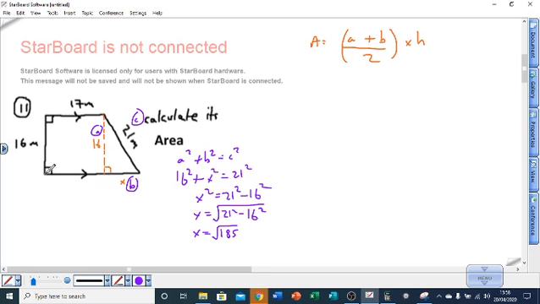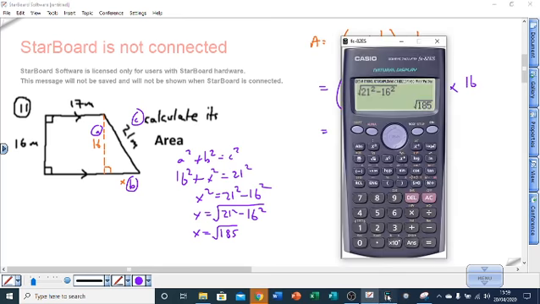Now don't forget, that length there, the entire length, I need to add 17 to it. 17. So here we go. The area, well, add the two parallel sides. One of them is 17, the other one is 17 plus this, so 17 plus root 185, all divided by 2, and then times by the height between them. The gap between them is 16. So that's all I've got to work out on the calculator to get my answer.